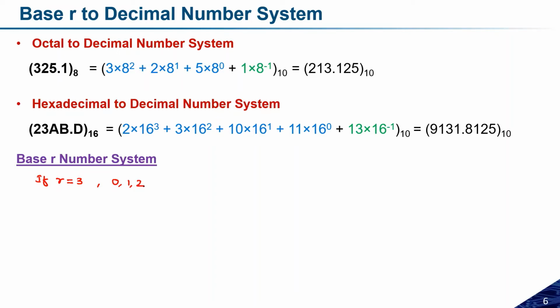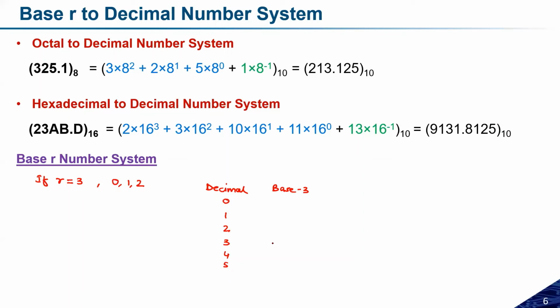Now the important thing is, suppose I have some information in the decimal number system. Let us assume the decimal number system is 0, 1, 2, 3, 4, 5, something like that. Now I want to write these numbers in base 3. Can anyone tell me what will be the values of all these decimal numbers in base 3? How can we do that?